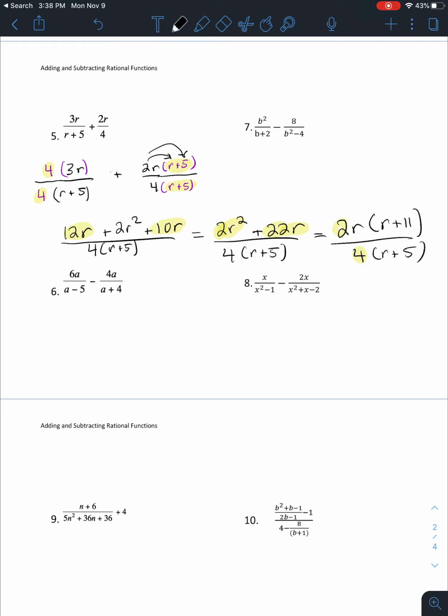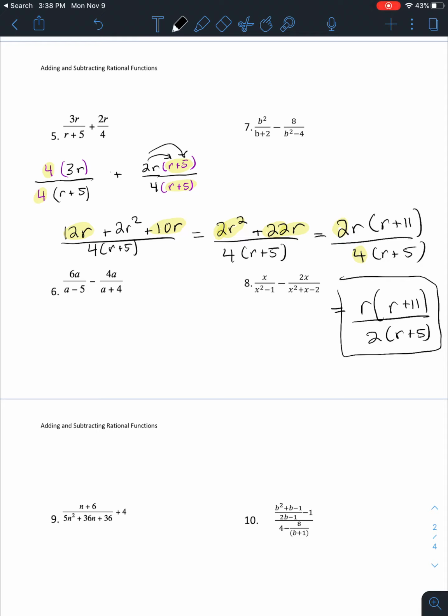Highlight 2 over 4, which then becomes a half. So I have r times r plus 11 over 2 parentheses r plus 5. And then I'm going to box it. Sometimes people struggle looking at my parentheses, so I'm going to make that look a little better. You end up with r parentheses r plus 11 over 2 times r plus 5. And that will be our final answer for this question. So yeah, that's how you do this one.